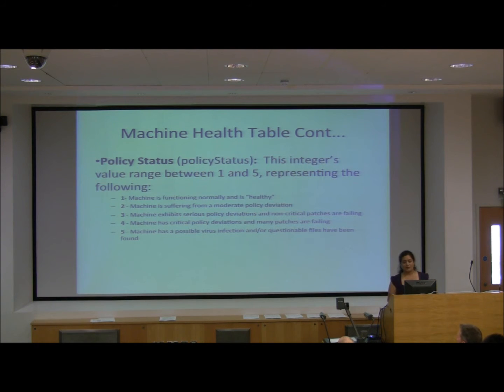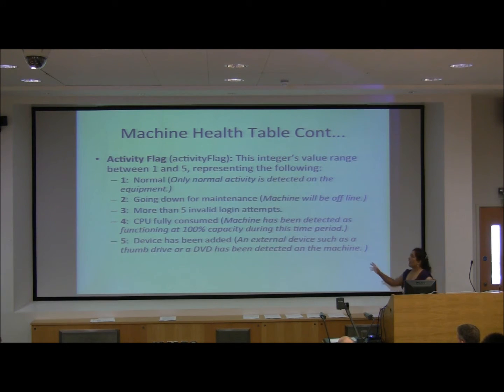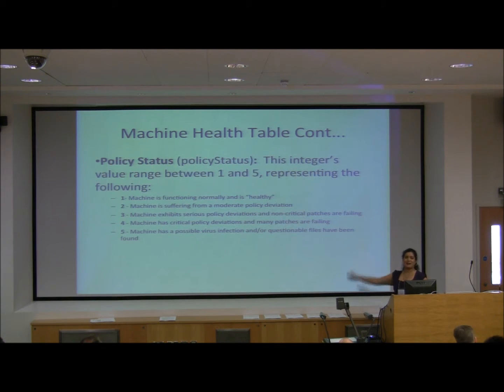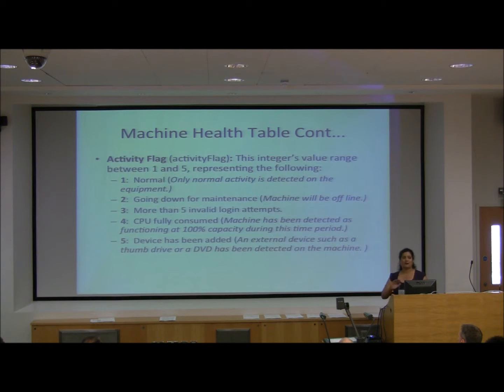However, this same explanation does not work for activity flag. Activity flag is, again, 1 to 5, but they are only an indication of what's happening on that machine. They are not escalating. So it can go from 1, everything's running normal, to 5, a device has been added. And then it can jump to 3, invalid login attempts, and then it can go back to down for maintenance or the CPU fully consumed. So I like to emphasize policy status steadily increasing, activity flag not so much.